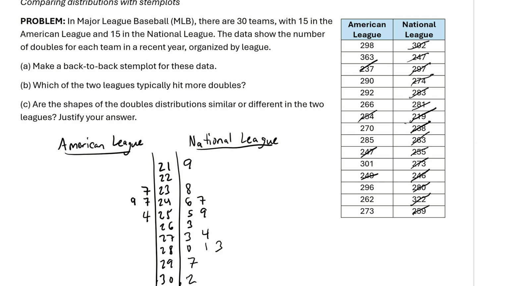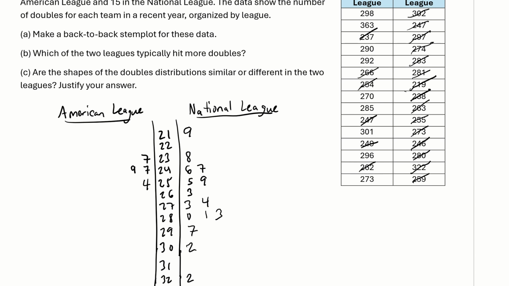All right, do we need 26s? We have 266, 262. So that's a 2 and then a 6. And then that's it, 2 and a 6. So 2, 6 there. 27s, any 270, 273, 270. So 0 and then 3.